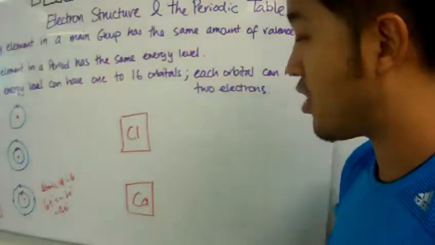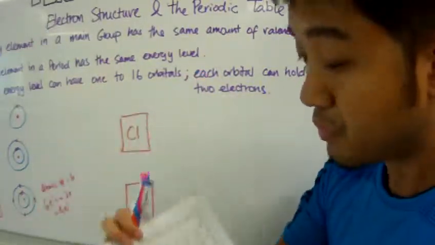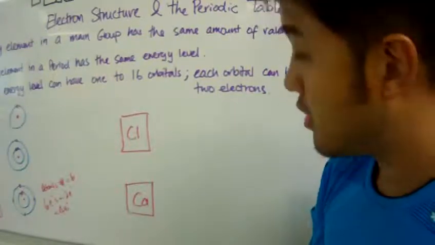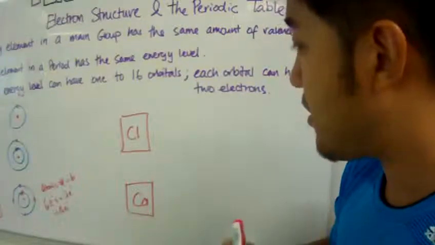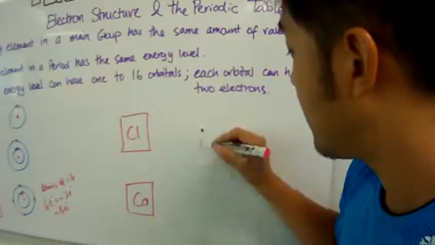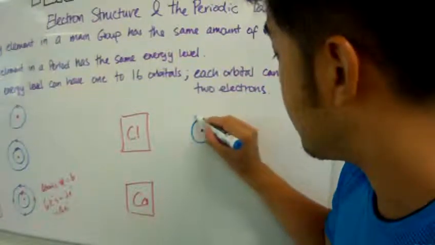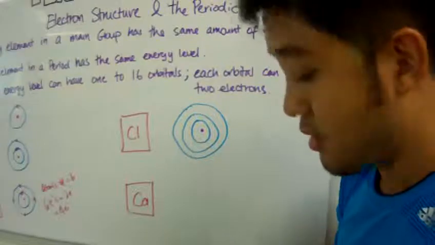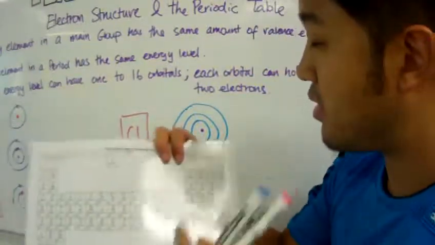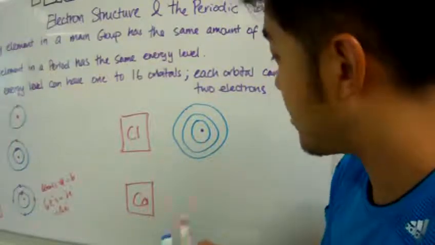Now let's look at chlorine. Chlorine is on period 3. Fantastic. So it must be row number 3, so it must have 3 energy levels or 3 shells. Okay. Chlorine is in group 7, so its outer shell must have 7 valence electrons.